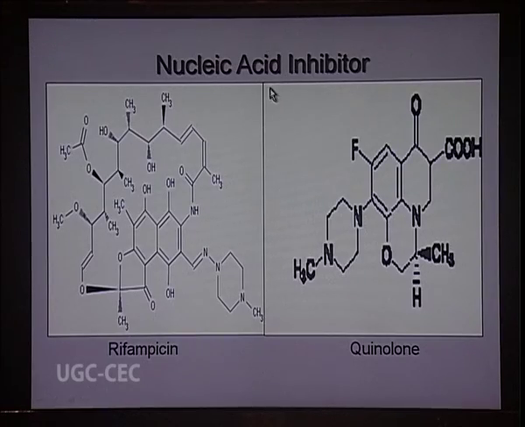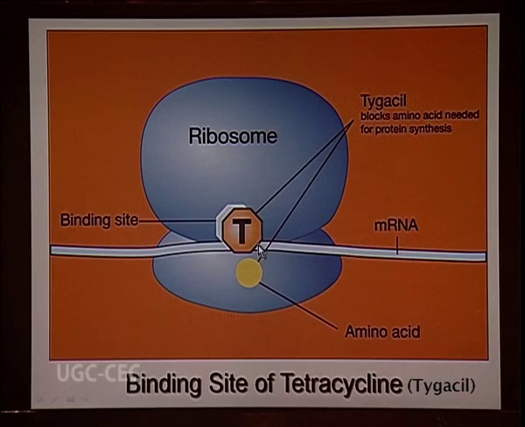There may be another class of antibiotics which is commonly called the nucleic acid inhibitor, like the rifampicin or rifamycin and the quinolone. And they are basically blocking the nucleic acid biosynthesis by blocking the different enzymes like RNA polymerase, like the topoisomerase, etc. There may be also the protein synthesis inhibitor. Tetracycline is blocking the 30S ribosomal subunit and thereby inhibiting protein synthesis.